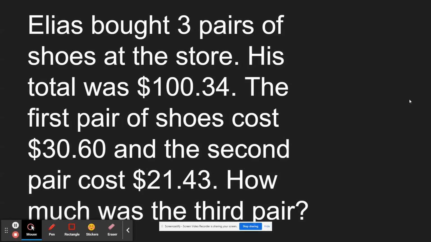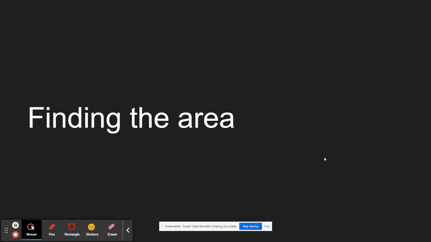Elias bought 3 pairs of shoes at the store. His total was $100.34. The first pair of shoes cost $30.60, and the second pair cost $21.43. How much was the third pair? So this one's a two-step problem. So we know our total. So our first step is to add up the first pair and the second pair. So $30.60 plus $21.43. Get that cost and subtract it from $100.34 to find our third pair of shoes. So that would be adding and then subtracting.